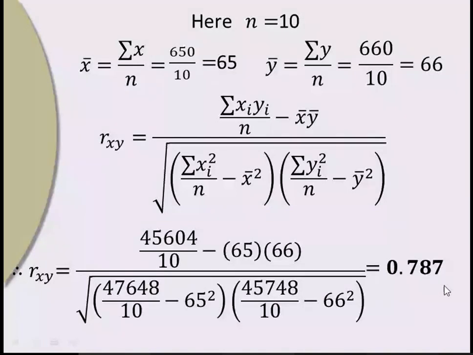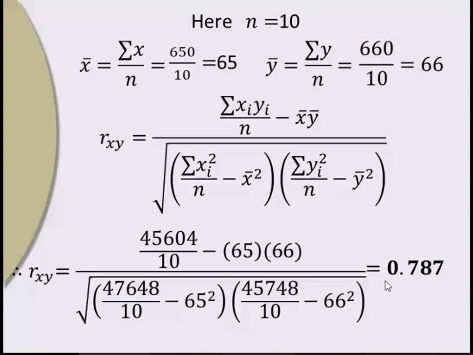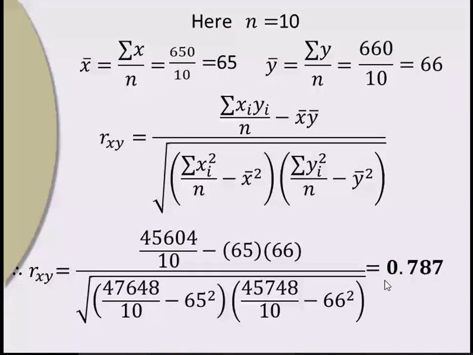0.787. It is less than 1 and greater than -1. So we got this coefficient of correlation. Now, as this R is positive, what is the meaning of positive R? There is a relation, a positive type of relation. Both X and Y increase or decrease simultaneously.